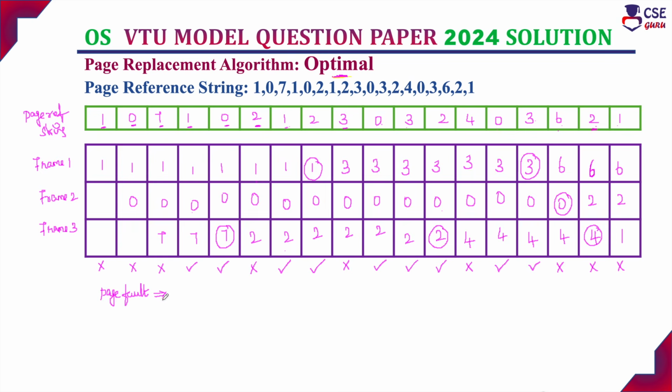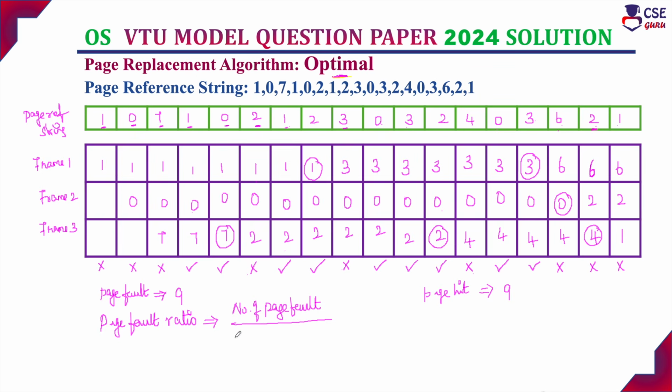Okay. So here the number of page fault is 3, 4, 5, 6, 7, 8, 9. Total number of page fault is 9. Similarly, page hit if you are considering, it is 2, 4, 6, 7, 8, 9. This is also 9.